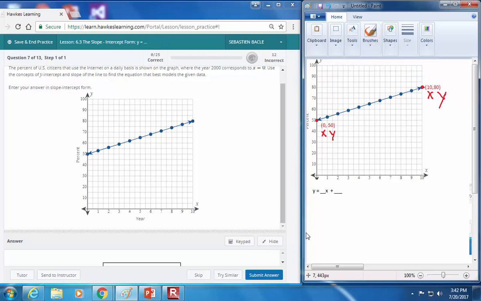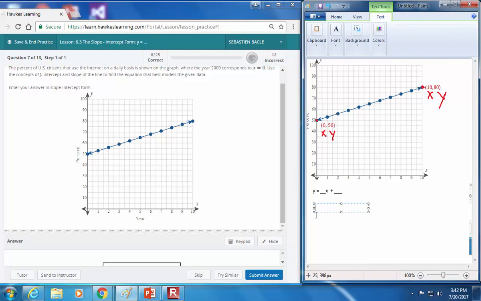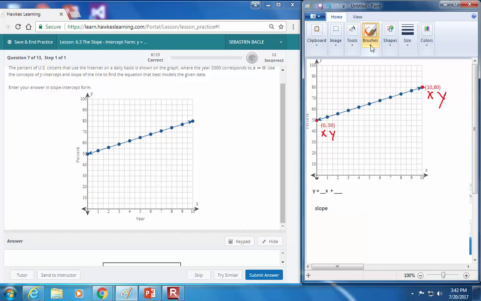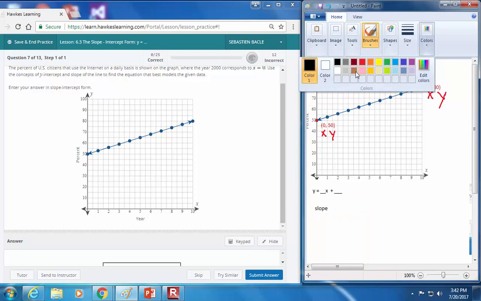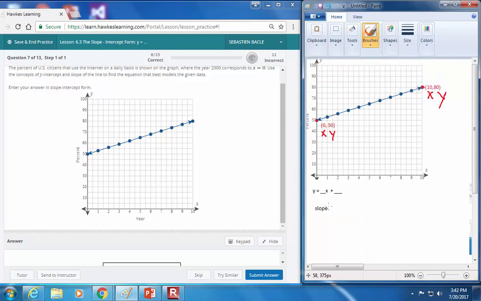So now that I've labeled those, I'm going to find the slope. And the slope is always going to be that formula, y minus y over x minus x. So again, if you're not sure how to find the slope, go back and check out some of those other videos. But it's y minus y over x minus x.